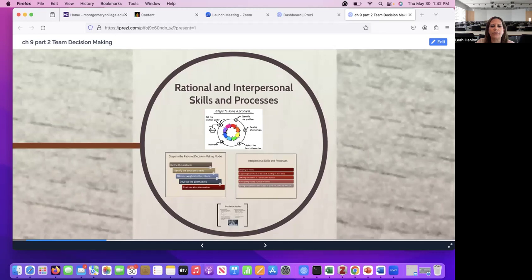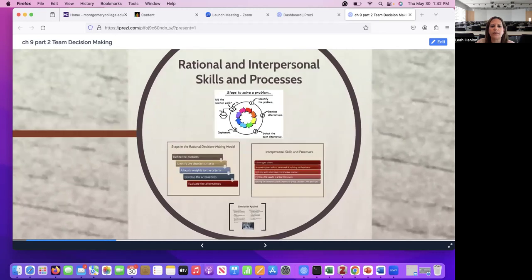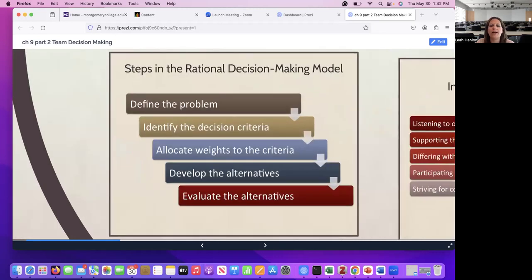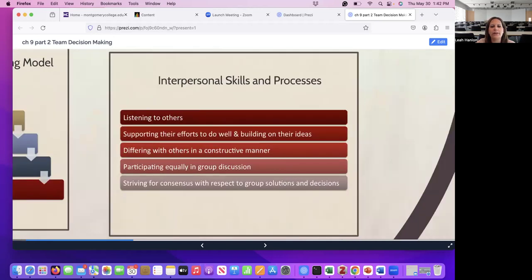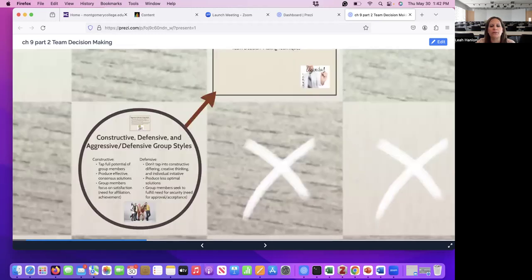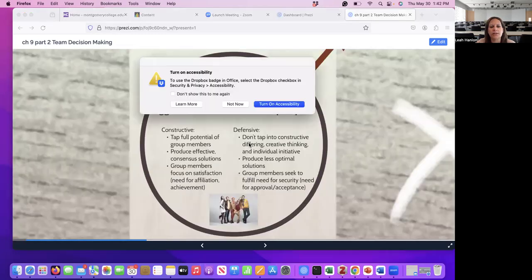And this is the rational and interpersonal skills and processes. In the rational decision-making model, first you define the problem, identify the decision criteria, allocate weights to the criteria, develop alternatives, and evaluate the alternatives. And these are interpersonal skills and processes: listening to others, supporting their efforts to do well and building on their ideas, differing with others in a constructive manner, participating equally in group discussions, striving for consensus with respect to group decisions and solutions.